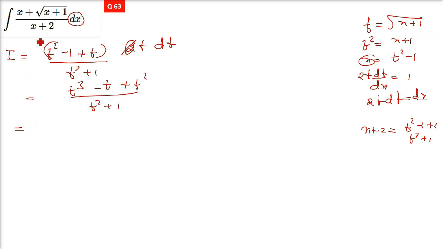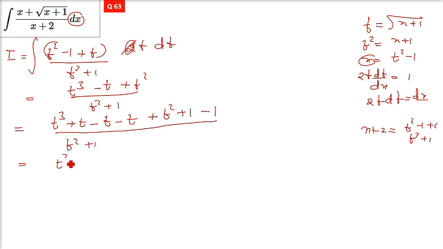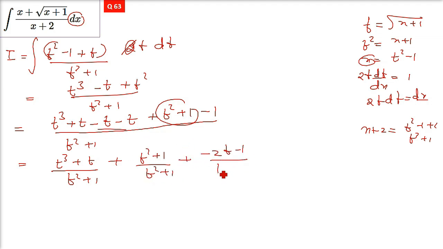Now we have to do something so that we can get rid of t squared plus 1, or we can add or subtract something so that we can differentiate t squared plus 1 and get something in the numerator. So I am adding a t and subtracting a t. There is already a negative t. Okay. Then what to do with t squared? Let's add 1 and subtract 1. In the denominator you will have t squared plus 1. So t cubed plus t by t squared plus 1, one thing. This t squared plus 1 I am bringing in the front, t squared plus 1 divided by t squared plus 1. Then we have negative 2t minus 1 divided by t squared plus 1.